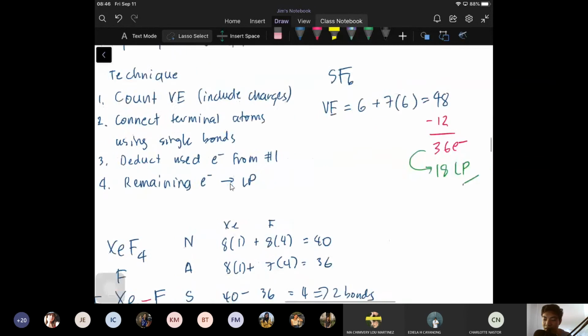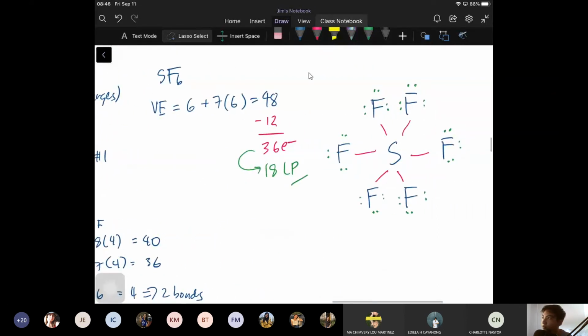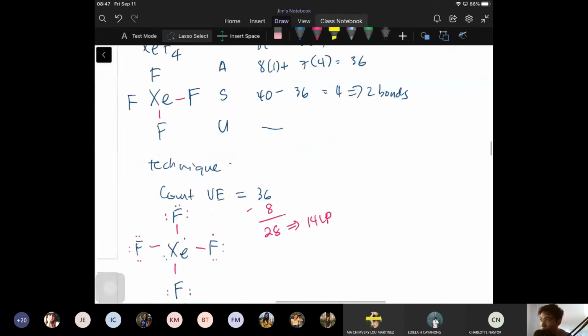So, the technique: you count the valence electrons, then you connect your terminal atoms to the central atom using single bonds. Then subtract the electrons used there, so minus 12. Then the remaining electrons are lone pairs. Distribute them all. That's how easy it is.